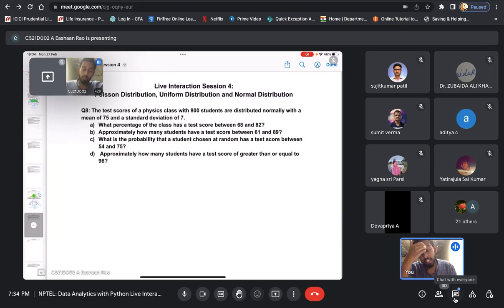The question is: the test scores of physics class of 800 students are distributed normally with a mean of 75 and standard deviation of 7. So we got the mean and standard deviation directly. What percentage of the class has a test score between 68 and 82? How many students have a test score between 61 and 89? What is the probability that a student chosen at random has a test score between 54 and 75? And approximately how many students have a test score greater than or equal to 96? Instead of applying a formula, we can directly apply the graph percentage values here. So let's apply it here.